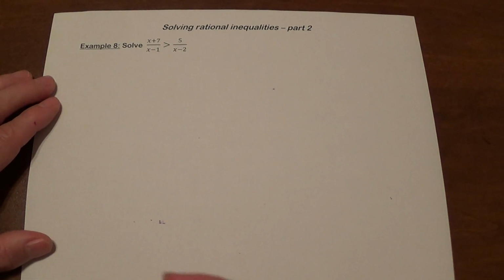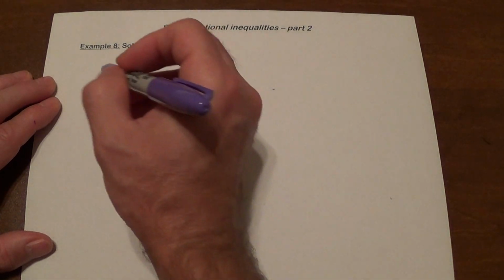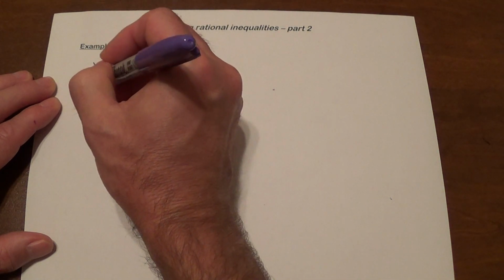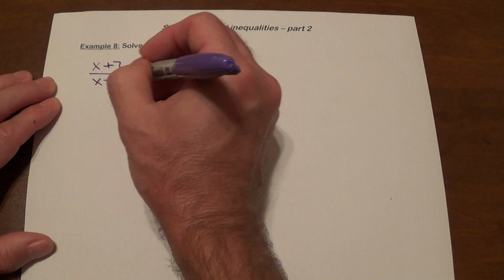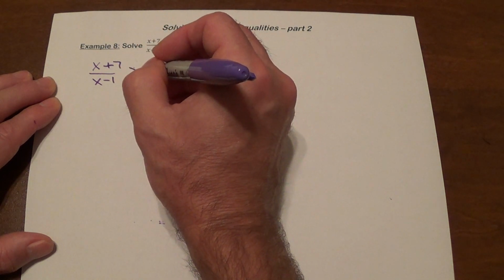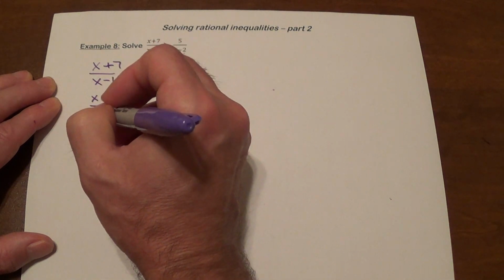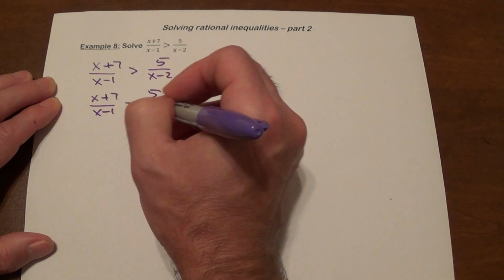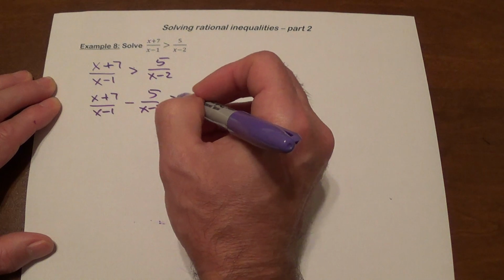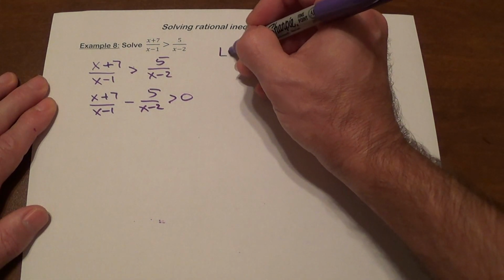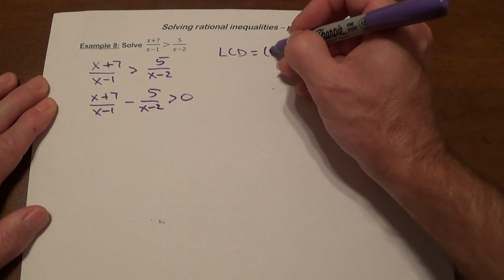So nothing's really different. We're going to move everything to one side. So x plus 7 divided by x minus 1 is going to be greater than 5 over x minus 2. So x plus 7 over x minus 1 minus 5 over x minus 2 is going to be greater than 0. So we need the least common denominator, which obviously is going to be the product of the two that we have.